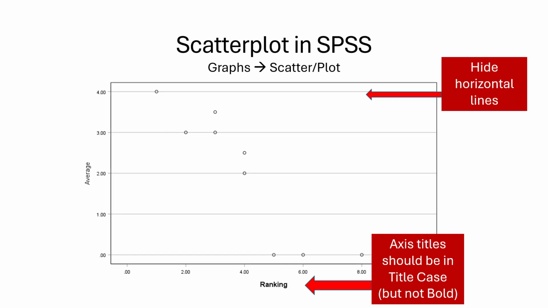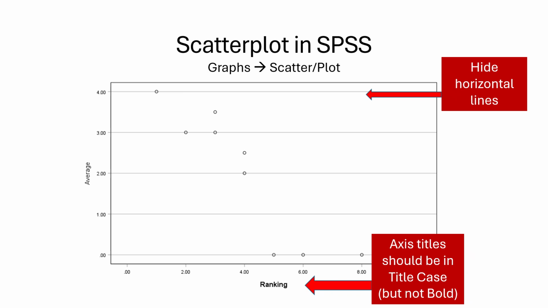Now we need to create a scatter plot in SPSS. So you're going to go to Graphs and click Scatter Plot. It does not matter which one is on the X or the Y axis, but if you want yours to match mine, I did the average number of sodas consumed on the Y and then the ranking on the X.